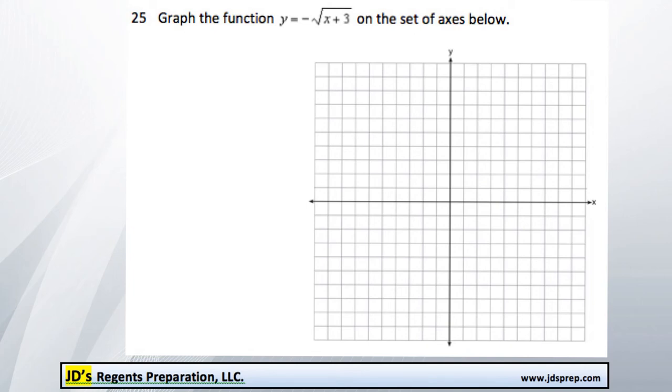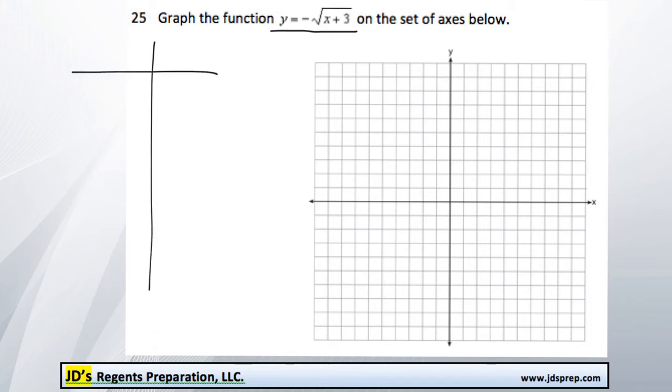This is problem number 25 from the August 2016 Algebra Regents exam. In this question, it's fairly straightforward. All we need to do is graph the function y equals negative square root of x plus 3 on this Cartesian plane. Let's go ahead and get started. What we need to do is create a table of values.